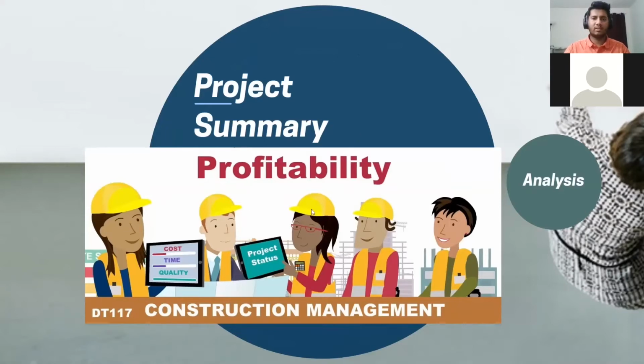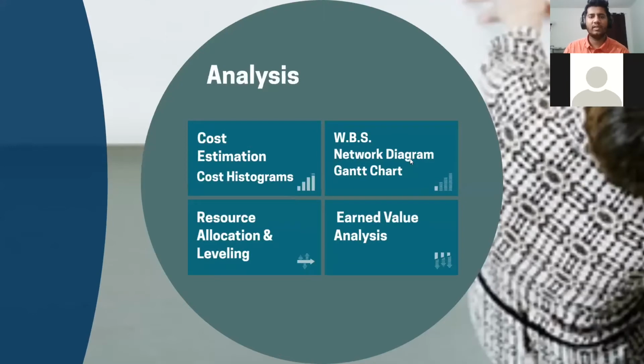In this project we have done some analysis which includes cost estimation, cost histograms, WBS, which is work breakdown structure, network diagram, Gantt chart, resource allocation, and resource leveling. And we have also done some earned value analysis.